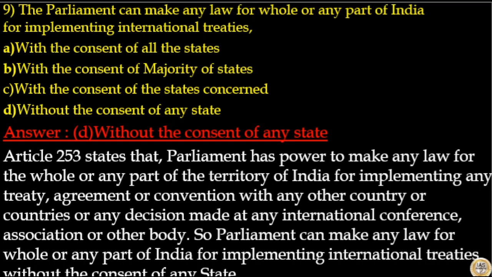Article 253 states that Parliament has the power to make any law for the whole or any part of the territory of India for implementing any treaty, agreement or convention with any other country or countries, or any decision made at any international conference, association or other body. So, Parliament can make any law for whole or any part of India for implementing international treaties without the consent of any state. So, the answer to this question is option D.